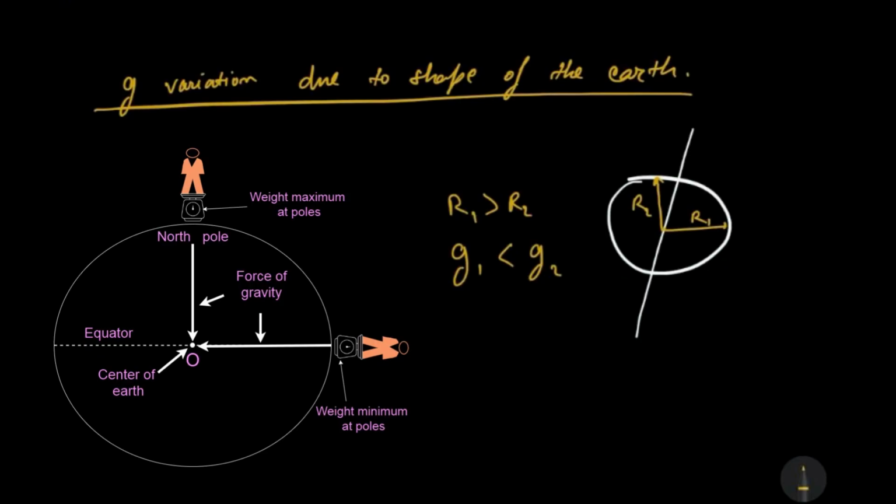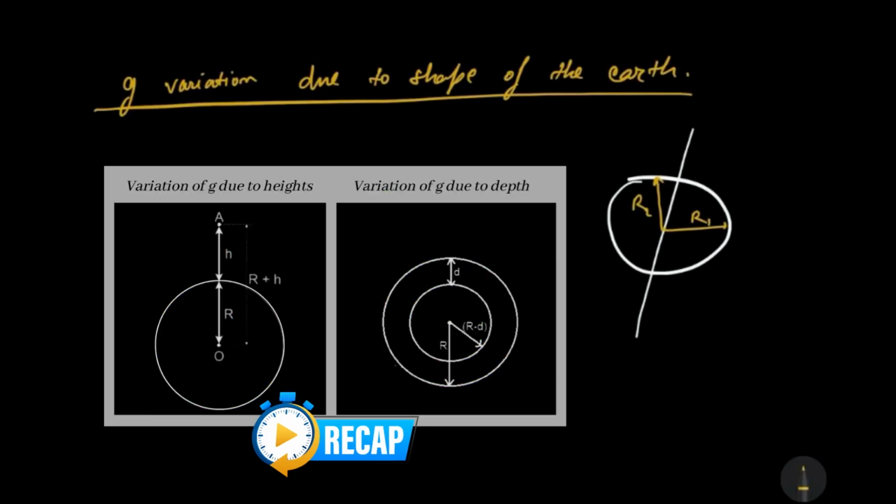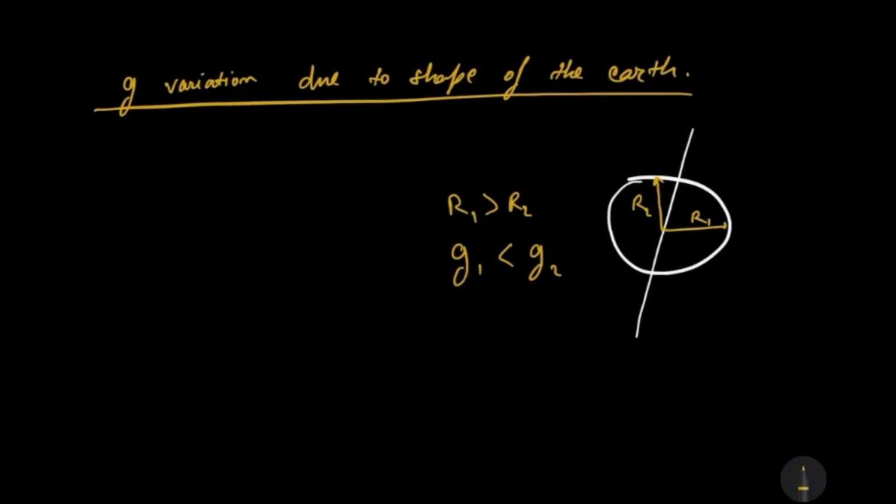So does G vary with depth? Yes or no? Just yes or no questions. Yes. What about with height of the surface of the Earth? Yes. Does it vary with, let's say, the shape of the planet? Yes. It depends on that, right? It also depends on the rotation of the planet. How fast is a planet rotating? So let's talk about that.